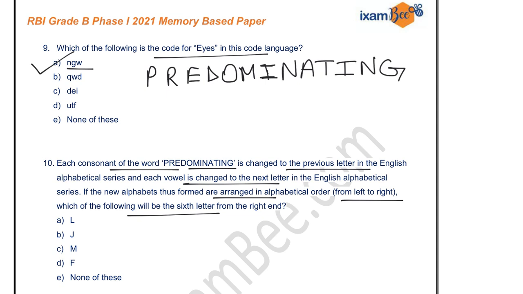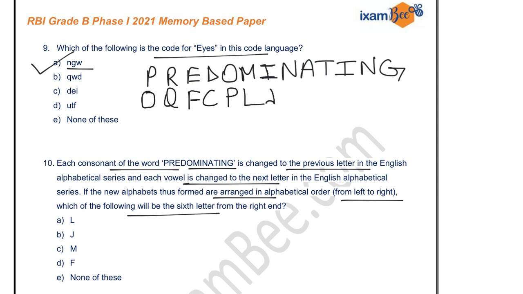Now you know that your vowels are changed to the next letter and your consonants are changed to the previous letter. So P is a consonant, so it will get changed to O. Similarly, R is a consonant, so it will change to its previous letter, that is Q. Now E is a vowel, so I can change it to F. Similarly, you can perform the operations and write all the letters accordingly, right? So D will get changed to C, O will change to P because it's a vowel. Now M is changed to the previous letter, that is L.